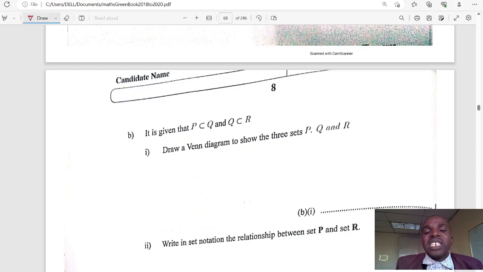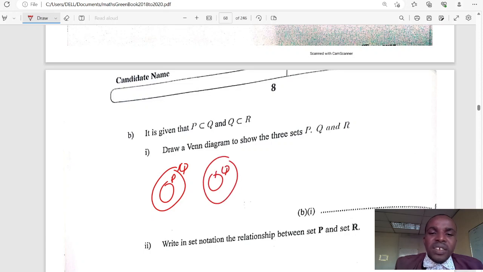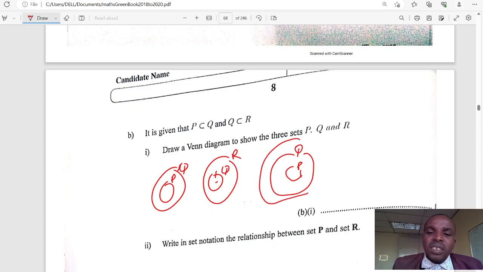So they said P is a subset of Q, which means P is found inside Q. Then they said Q is a subset of R, which means Q is found inside R. Set R, like this. Then the Venn diagram, since P is found in R, it's supposed to be inside. So there must be P, then followed by Q, then followed by set R outside. Yes, this is correct now.